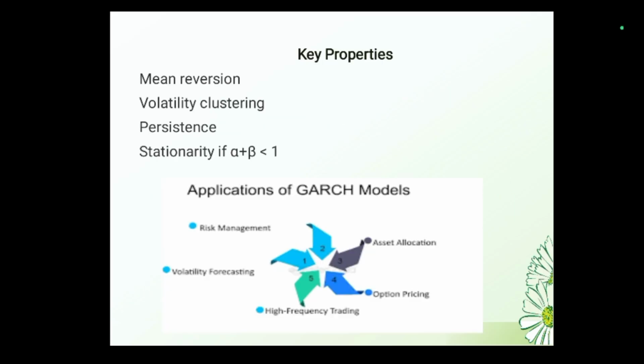One of GARCH's superpowers is forecasting. As we look into the future, the forecast eventually converges back toward the long run variance we just discussed. The speed of that mean reversion depends entirely on the alpha plus beta sum. For the model to be stationary, meaning it stays within statistical bounds, their sum must be less than 1. If it hits 1, we are dealing with a different beast entirely.